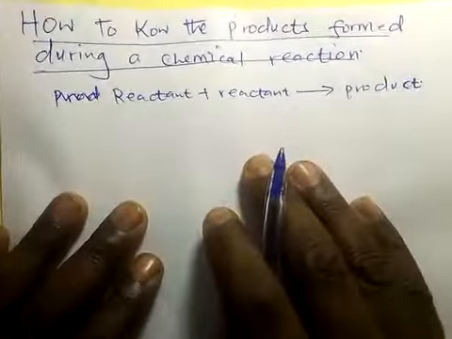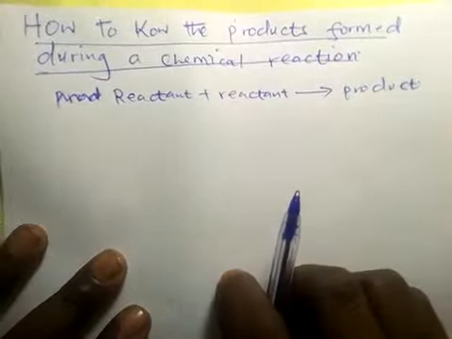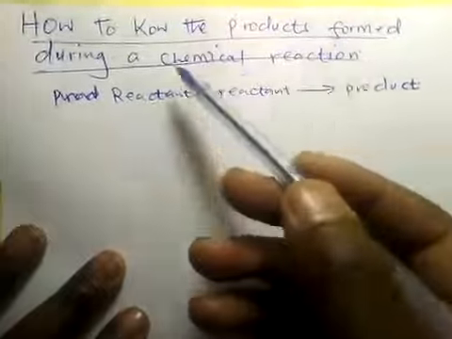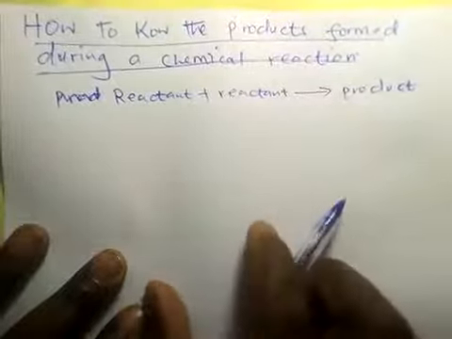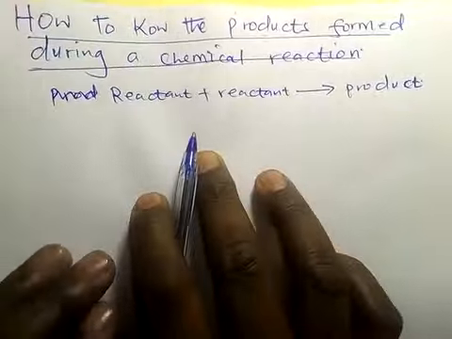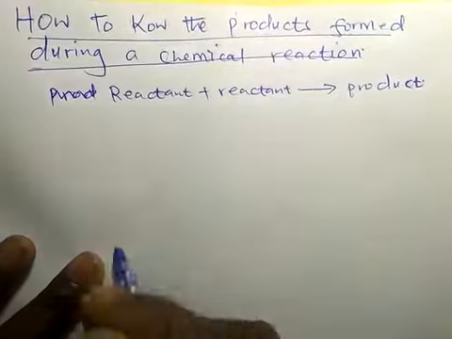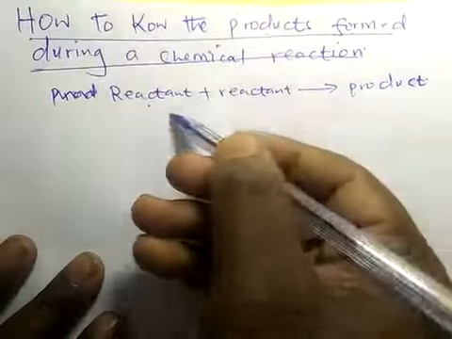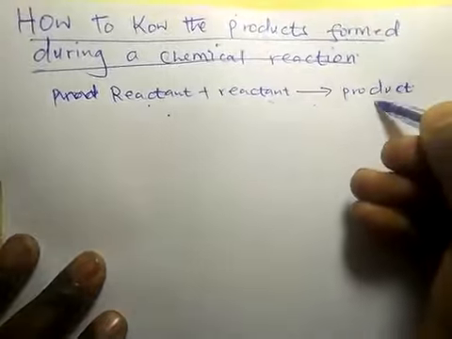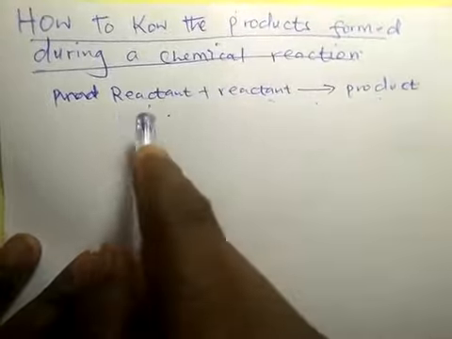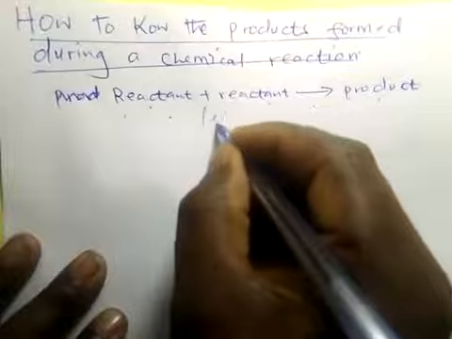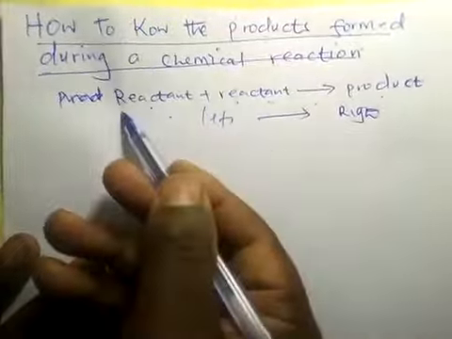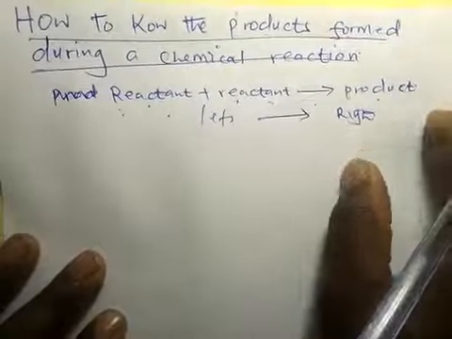Welcome. We want to look at how to know the products formed during a chemical reaction. How do you tell which products are formed during a chemical reaction? There are things you must know for you to write the correct products that are formed during a chemical reaction. Remember, for a reaction to occur, there must be two reactants which are combining to form a product. So reactants are always written on the left side. This is the left, and after the arrow is called the right. So the reactants are written on the left side of the equation, and the products are written on the right side of the equation.